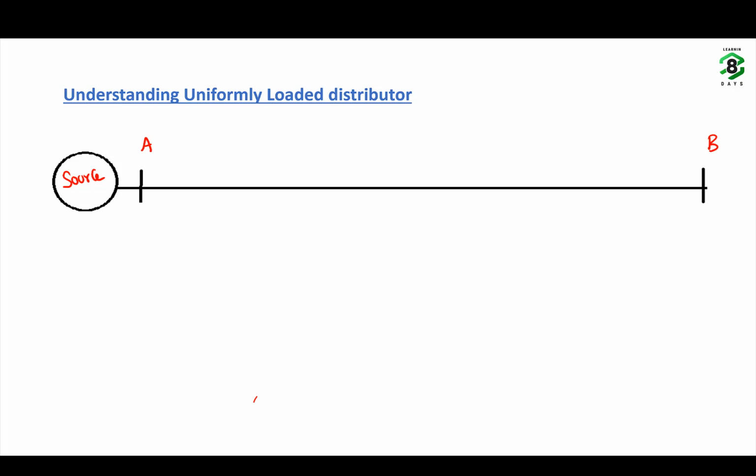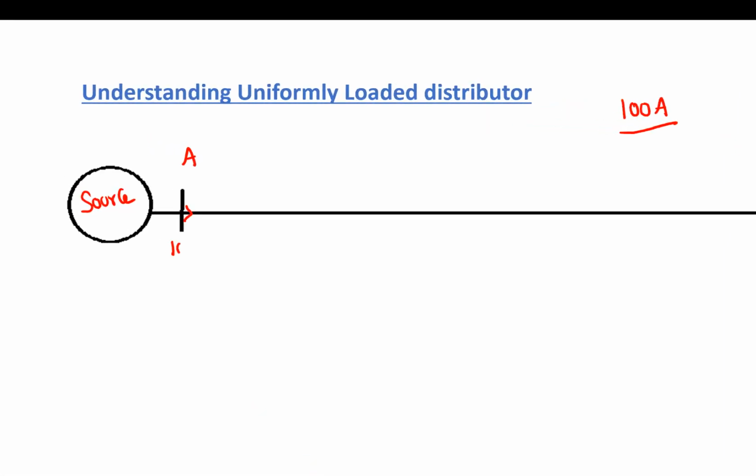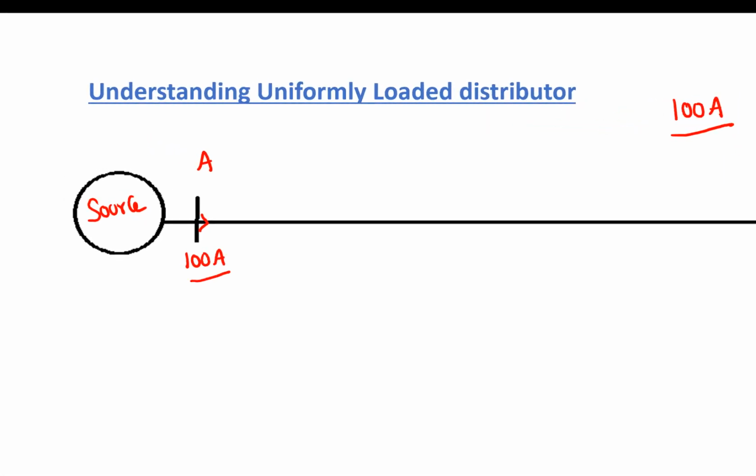To understand this one, suppose the total load of this distributor is, say, 100 ampere. The total amount of current that is tapped from this distributor is 100 ampere, let us say. Now, what will be the current at point A? The current at point A will be 100 ampere because the total current is emanating from the source. Now, what is the current in the midway? Because the current is uniformly tapped, at the midway you have a current of 50 ampere.